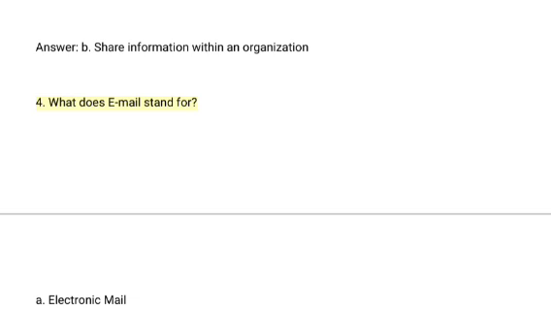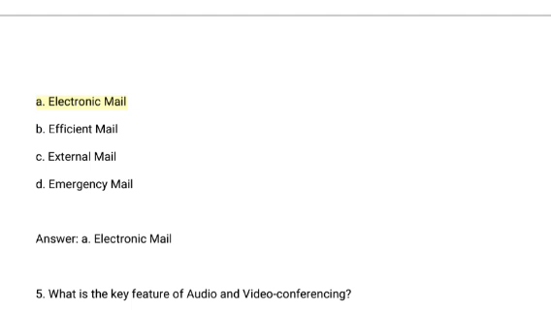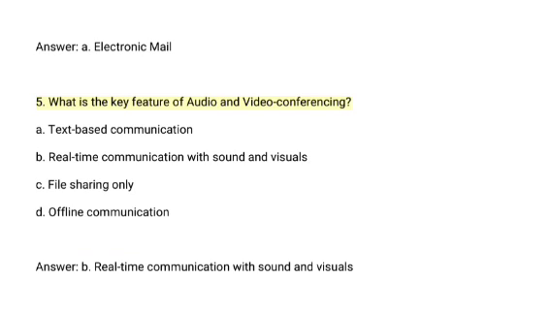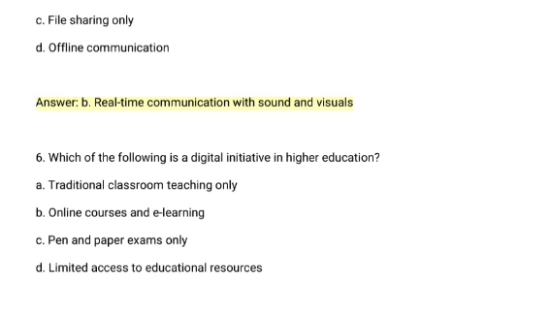4. What does email stand for? A. Electronic mail. B. Efficient mail. C. External mail. D. Emergency mail. Answer. A. Electronic mail. 5. What is the key feature of audio and video conferencing? A. Text-based communication. B. Real-time communication with sound and visuals. C. File sharing only. D. Offline communication. Answer. B. Real-time communication with sound and visuals.